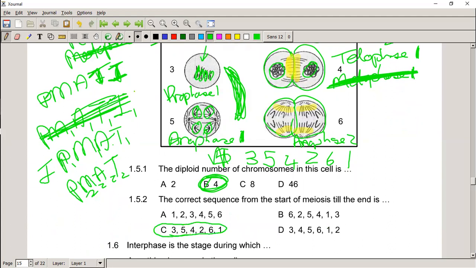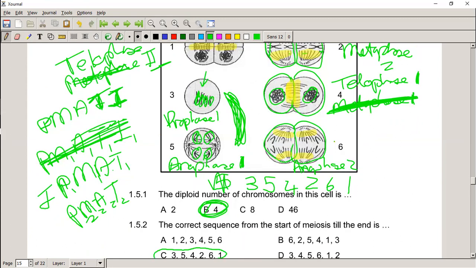Sir, why is 6 prophase 2? Isn't that anaphase or something? That is anaphase, number 6. I did say 6 is anaphase 2. Oh, I read something else. Sorry, sir. Okay.